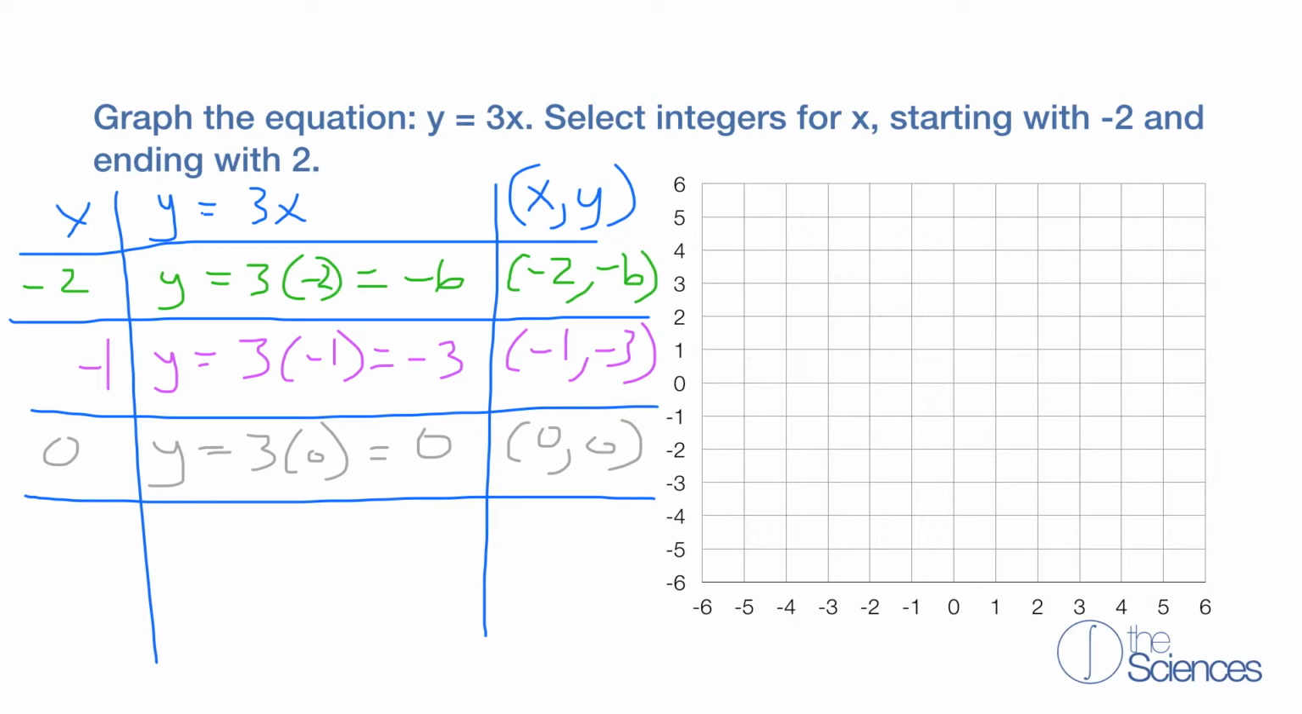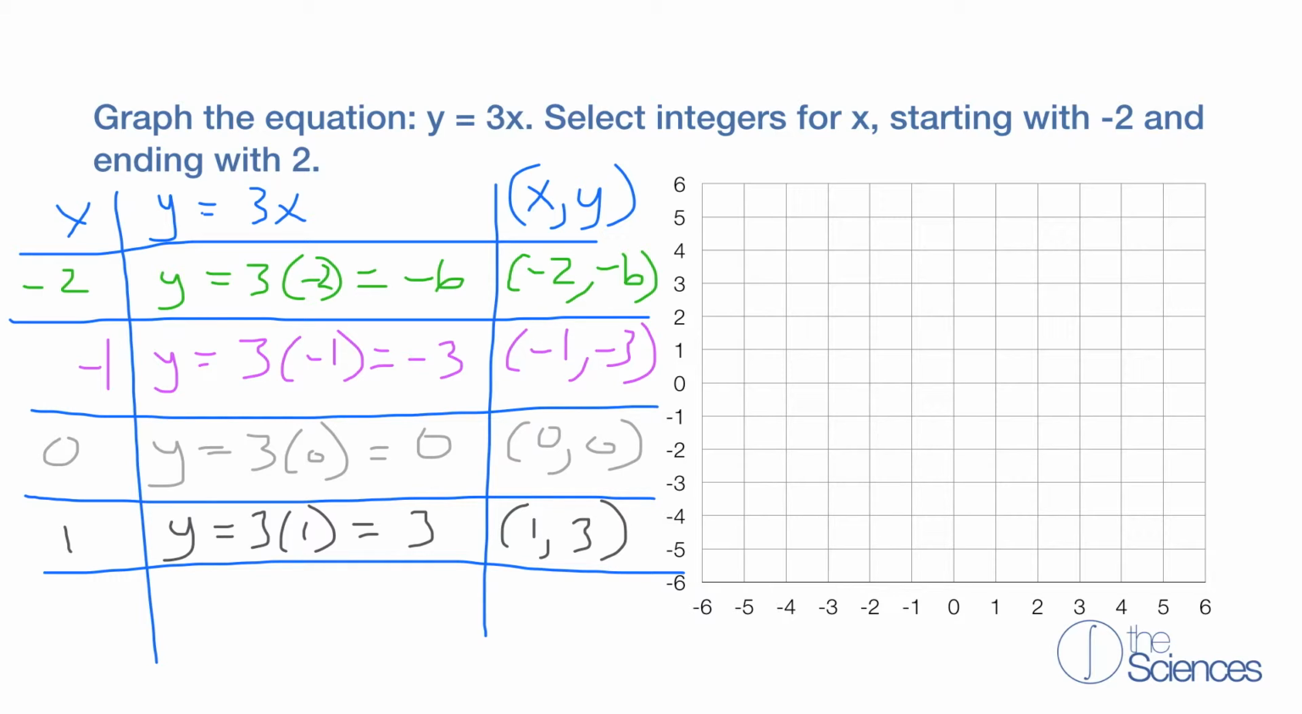Now we're going to find our point when x is 1. So when x is 1, we have y equals 3 times x, or 3 times 1. 3 times 1 is 3, so our point is 1, 3. And lastly, we're going to find our point when x is 2. So y equals 3 times x, or 3 times 2. 3 times 2 is 6, so our point is 2, 6.